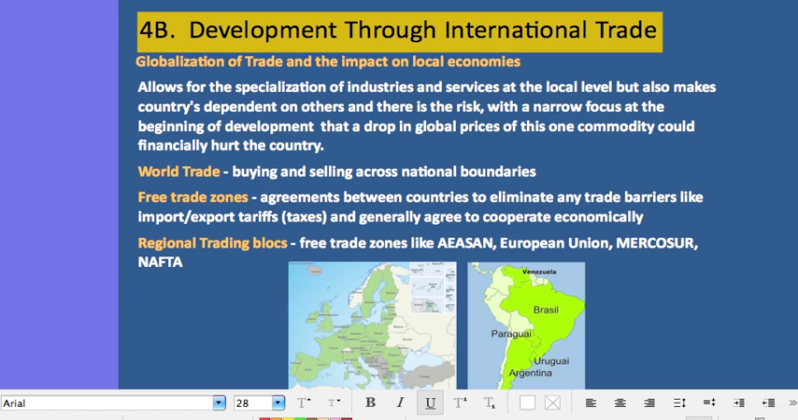All right. Some other things just to look at. Looking at trade and financing, the globalization of trade and the impact on local economies. So with the globalization of trade, it allows each country to specialize on what they do best, look at their comparative advantage. So at the local level, they can specialize on one thing and sell it to the rest of the world, and they can make money on what they do well. But again, this is at the expense or at a risk with a very narrow focus on one thing.